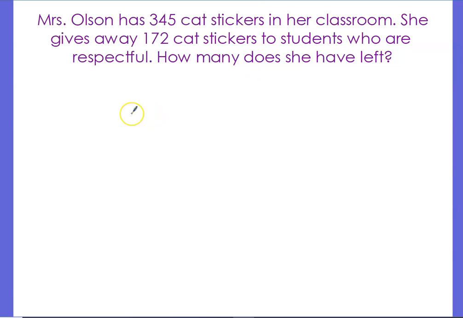And this one is a word problem, so let me read it to you. It says, Mrs. Olson has 345 cat stickers in her classroom. She gives away 172 cat stickers to students who are respectful. How many does she have left? So, who is this problem about? It's about Mrs. Olson. What is this problem about? It's about stickers. And what happens? So, I'm giving away cat stickers, and I need to know how many I have left after I give them all away. And we know if I'm giving stickers away, that means that my pile is going to get smaller, and that means I'm subtracting.